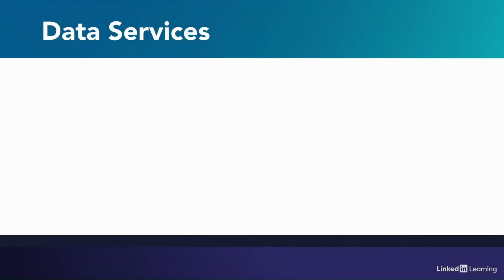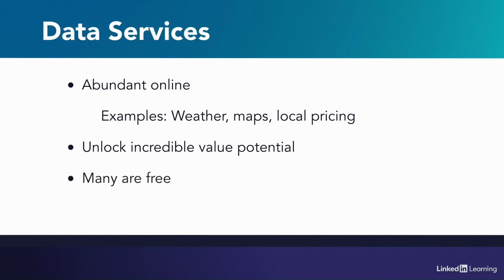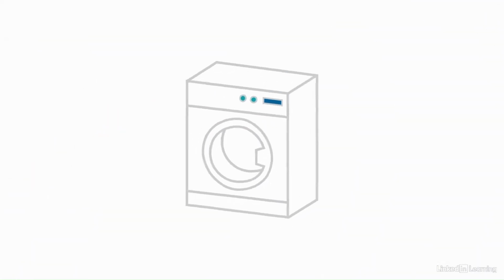Data microservices are abundant on the internet, and until IoT, were only accessed by software. Data services such as weather, mapping, and pricing can provide incredible value to physical products. Many data services are free, some are not, but what they have in common is they're all accessed with an API. Once our product has been virtualized, it too can call APIs, just like software.